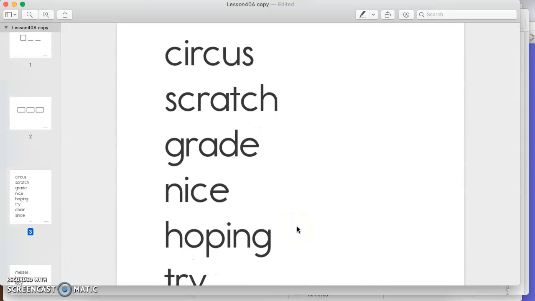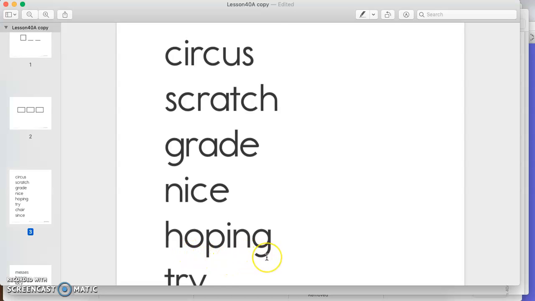This time, for our last one, we are going to just read it. I'm going to say look. You're going to try to sound it out, and then we'll read it together. Look. Read. Circus. Look. Read. Scratch. Look. Read. Grade. Look. Read. Nice.